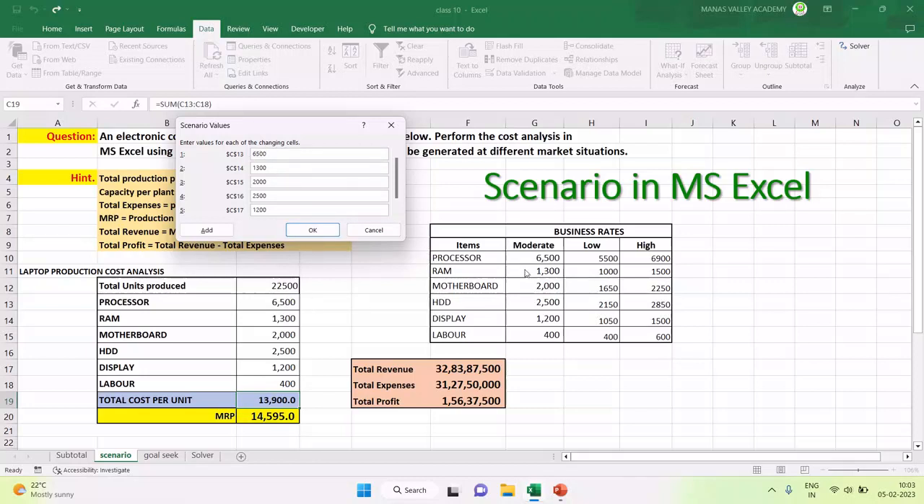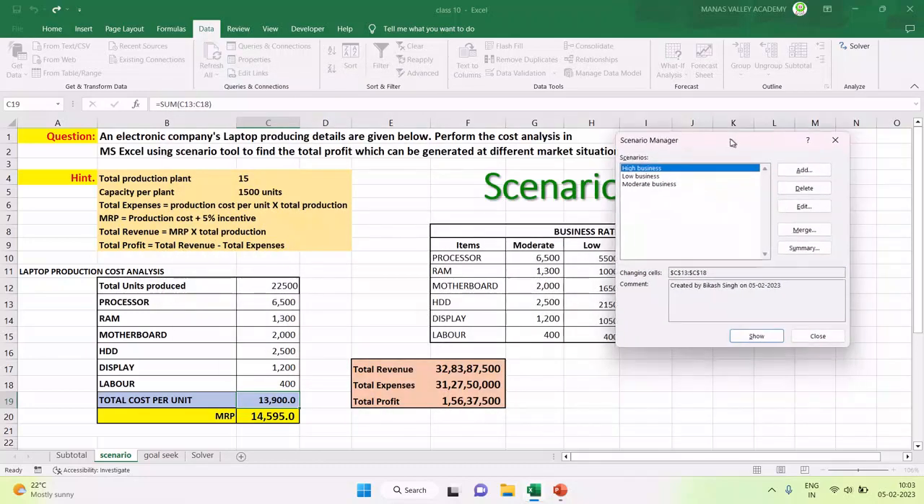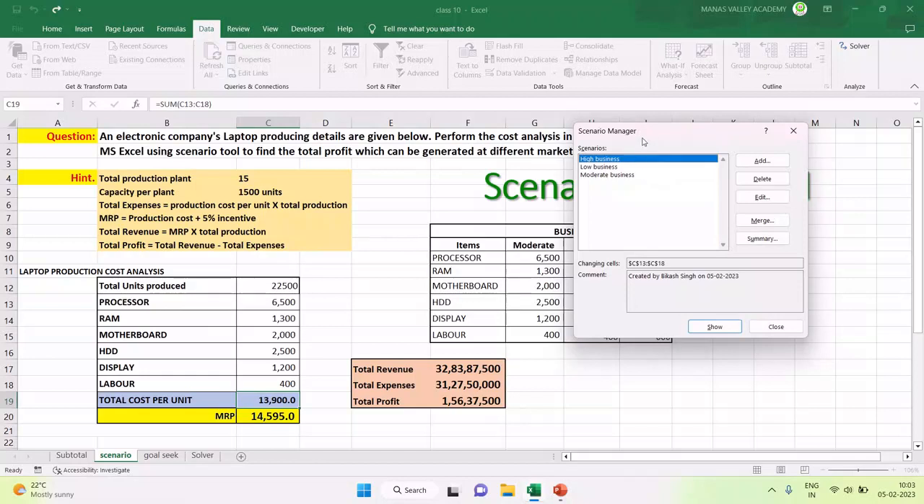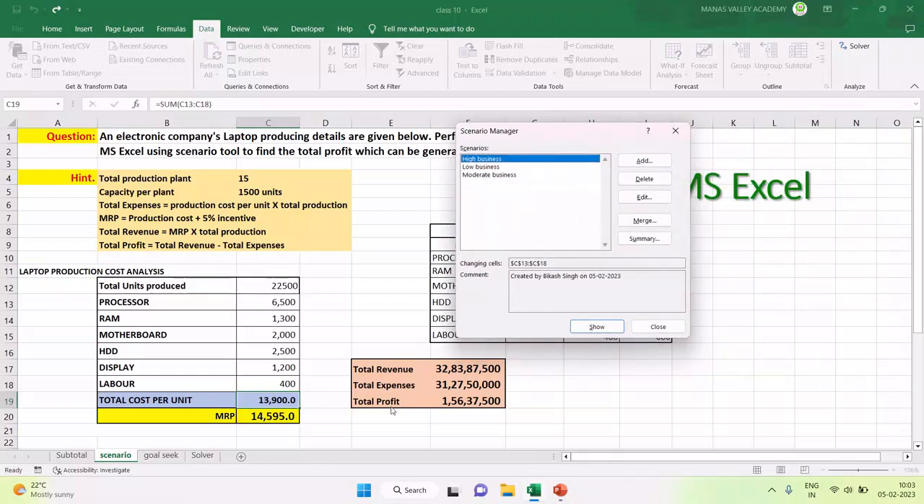You can see the first cell is given 6,500, the second cell 1,300, the third cell 2,000 for the motherboard, the fourth cell 2,500, then 1,200, then 400, all already there. Click on the OK button. Your third business scenario is also created. Now, once your scenarios are defined, we can analyze the cost. Suppose I want to see the total profit of the company when the business situation is very high. Then click on high business.